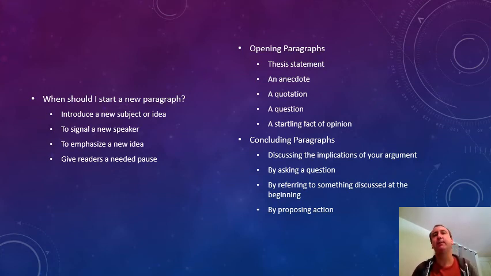And then just as important as opening paragraphs are conclusions, your concluding paragraph.